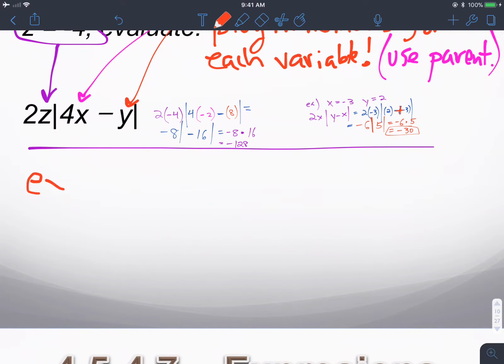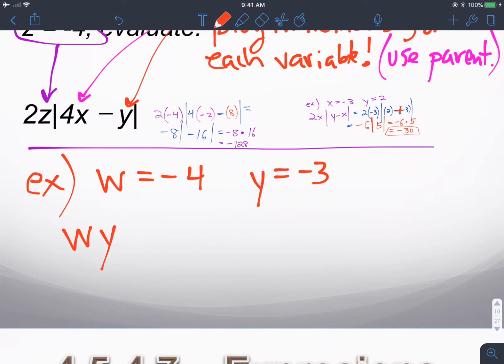Another exciting one. Okay, let's see what we got here. Easier? All right, let me think. Oh, I bet you meant has it gotten easier as we go. Okay, there you go. Look at that. W times y. Absolute value of 3 minus w.